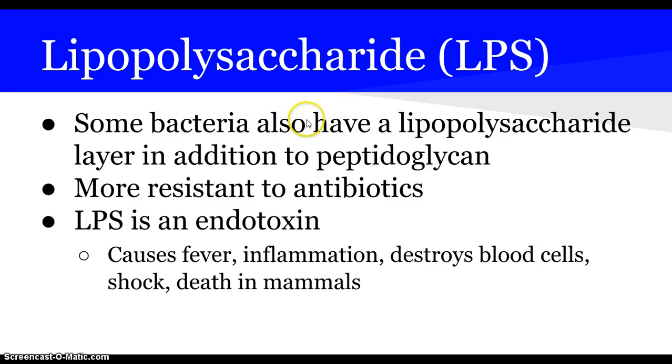So basically some bacteria have this. It makes them more resistant to antibiotics. It's also an endotoxin, so that means that when a bacteria with LPS enters a mammal body, it can cause fever, it can cause inflammation, it can destroy blood cells, it can cause shock, and even death, because the immune system sees this and really reacts quite strongly to it. So this can be a huge problem when you're infected with something that has an LPS layer.